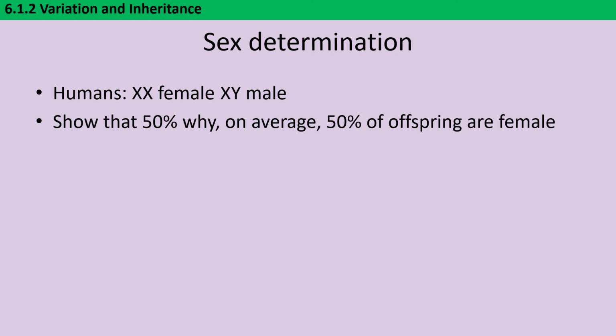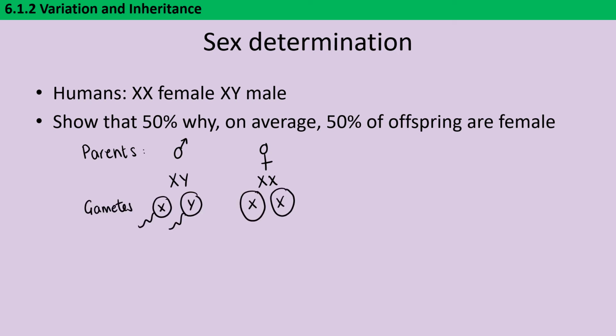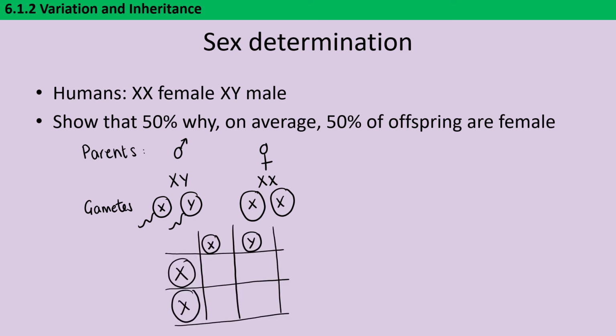Before we look at sex-linked traits, let's briefly recap how sex is determined in humans. In humans we have a system where if you have 2 X chromosomes, your sex is female, and if you have an X and a Y chromosome, your sex is male. You could be asked to show why on average 50% of offspring are female. So our parents' phenotype is that one is male and one is female. Their genotypes are XY for the male and XX for the female. Therefore our gametes are an X and a Y, and 2 X's.